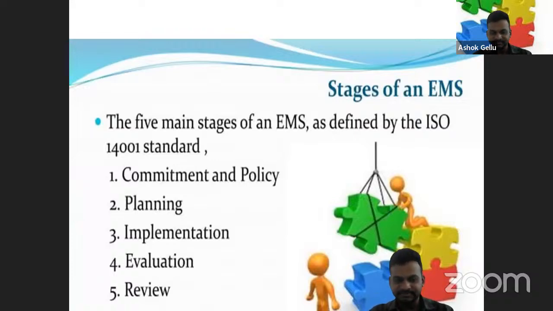Commitment and policy, planning second one, third one is implementation, fourth one is evaluation, fifth one is review. Commitment: what we are setting up before the industry establishment, and the policies we need to follow in the environmental management system. Planning: we execute planning before establishing and implementation. That particular planning, how we are implementing it, the status also we need to review. And evaluation must be done every year.